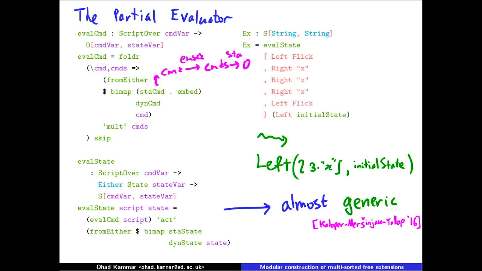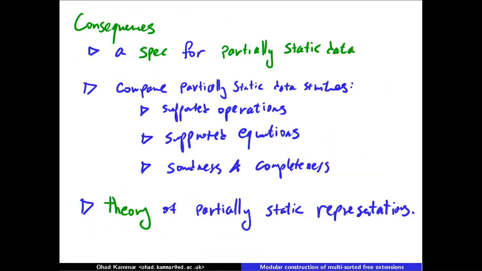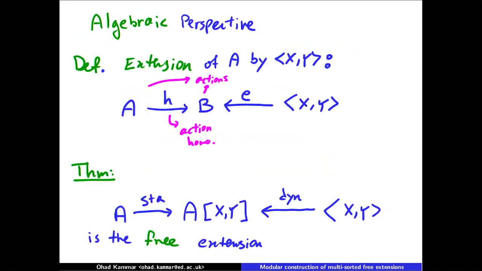Okay, and I'm going to flip this now. I now identified partially static data with free extension, and now when I come to a new situation, I start by trying to find out what the operations are, what the equations are, what the free extension is, and then I calculate the data structure. Then I know it's sound and complete for what I've chosen to include.